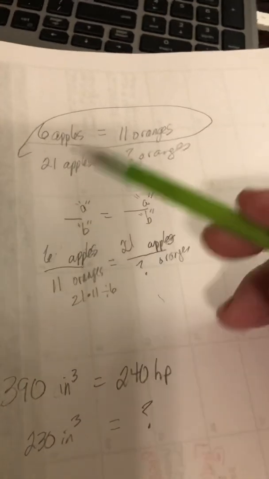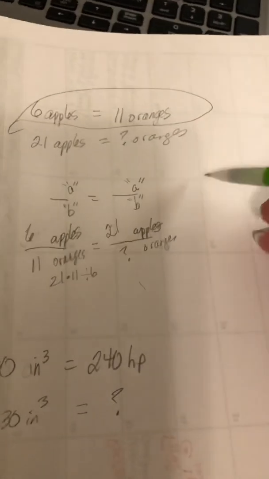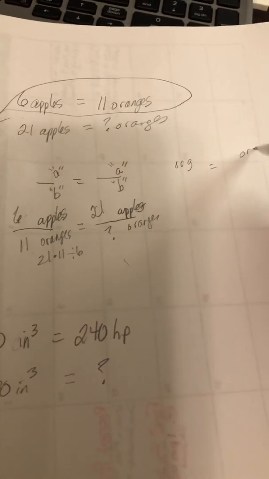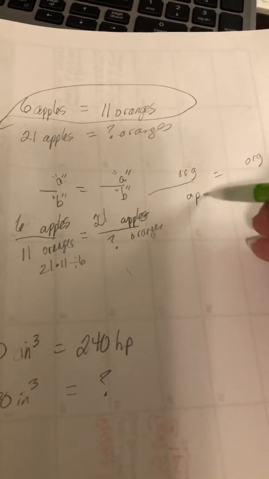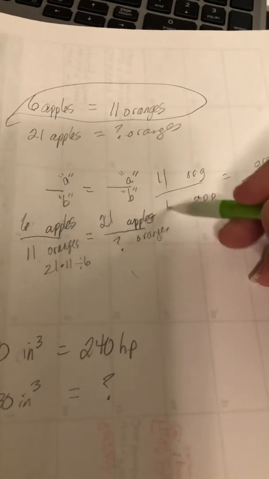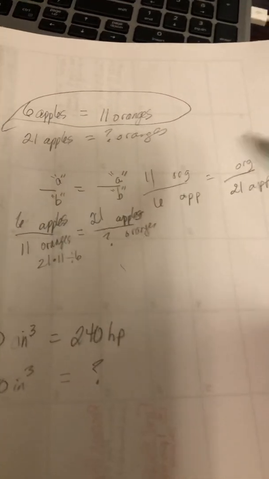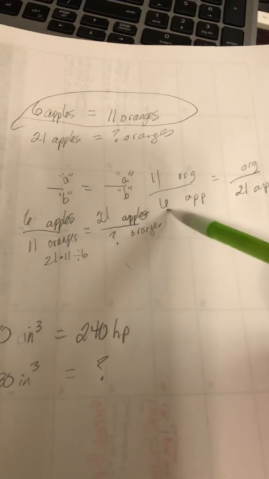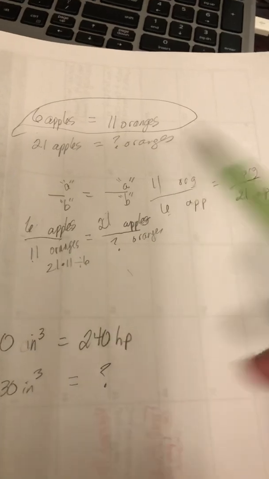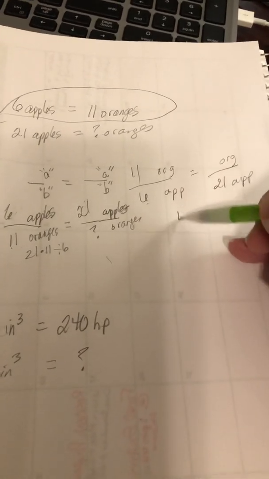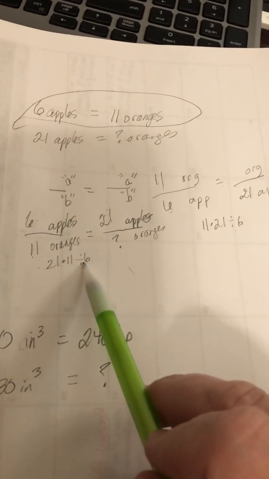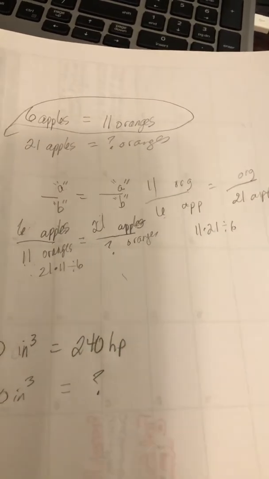I want you to see what happens if I'd set this up upside down. If I said I want oranges on the top instead, then that would mean apples are on the bottom instead. And if I put the numbers in place, when I go to solve it by cross multiplying where I can and dividing by the number left hanging, just like I did here, notice that I have 11 times 21 divided by 6, which is exactly what I had here. And so both ways are absolutely correct.